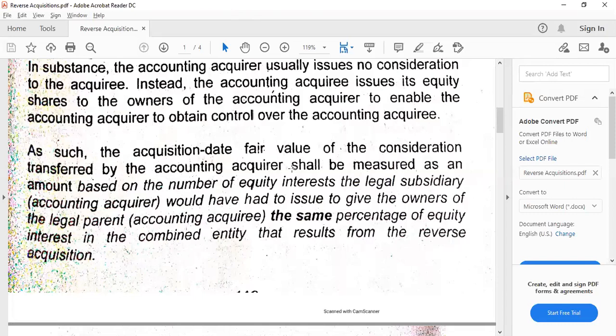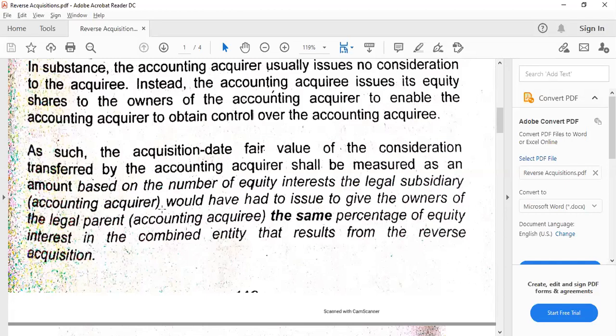Anyway, if you may allow me at this point in time, we'll also have to realize that the accounting acquirer here, or the private entity, will have the consideration such that it is as if it issues shares because it is the acquirer, although it does not issue shares. Actually, it is the public entity that issued shares because it is the acquirer legally speaking.